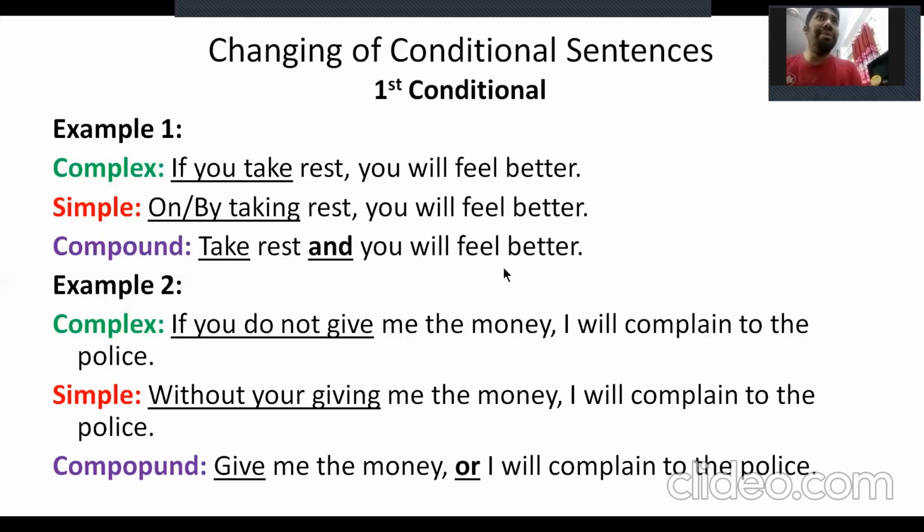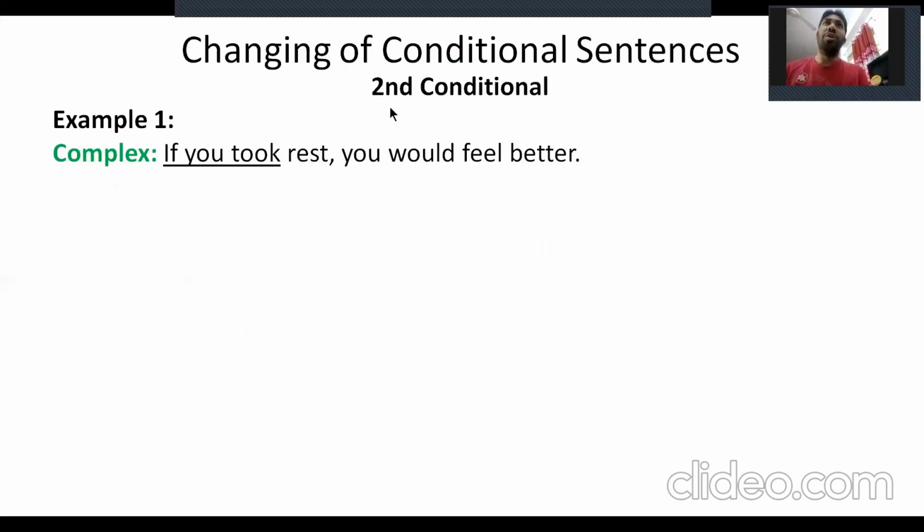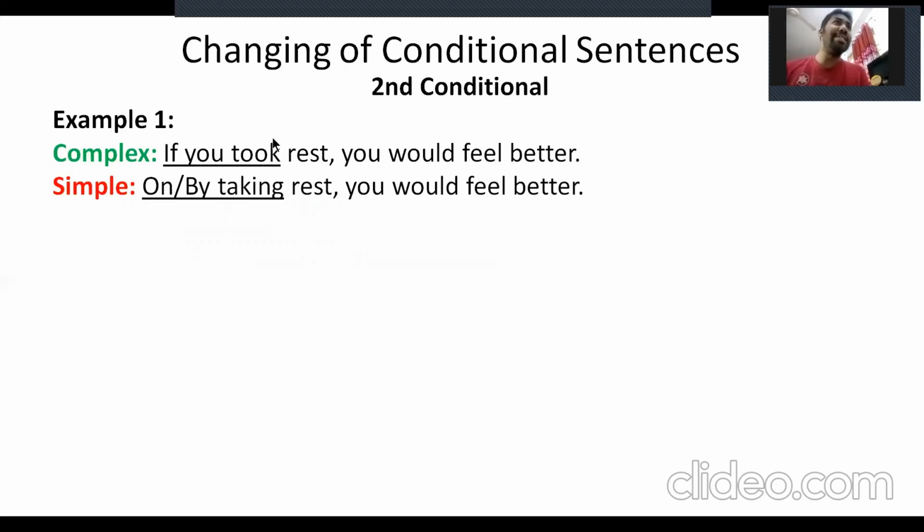Now let us move on to the second conditional sentence, in which the main clause has would, could, or might plus verb structure. So in complex form, normally with the conjunction if, we use past indefinite tense. So, if you took rest, to make the sentence simple, we use by plus verb plus ing, as this sentence is in affirmative form. So, by taking rest, you would feel better. There is nothing to be changed here in simple form, except the subordinate clause, only by plus verb plus ing structure.